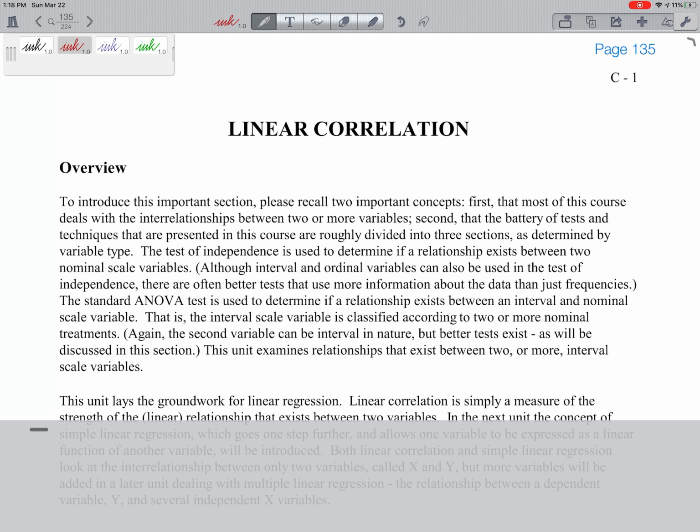Now there's an opening paragraph here that says that often people tend to use the term correlation rather loosely. So I might say, I wonder if there's a relationship, a correlation between the gender of a person and their age or something like this, or their rating on a movie. Well, those two variables then are not interval in nature.